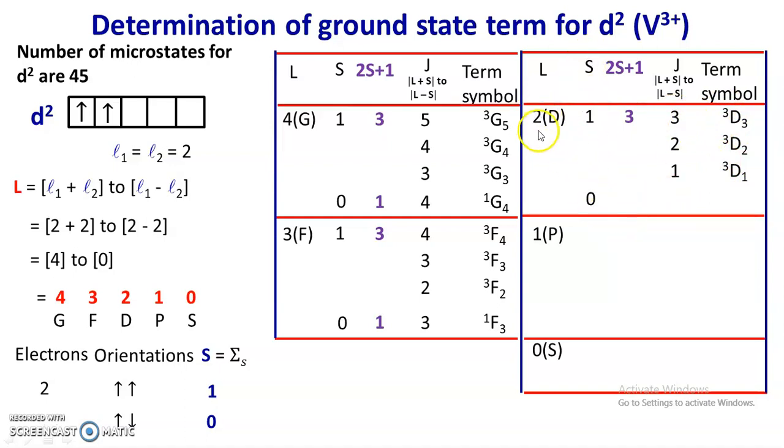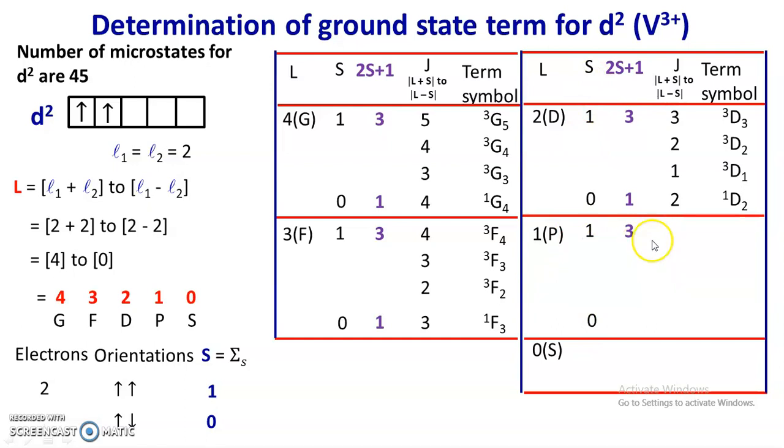Similarly, S equal to 0 couples with L equal to 2, and when S is equal to 0, the multiplicity will be 1. The J value will be 2, because here L plus S, that is 2 plus 0, is 2, and 2 minus 0 is 2, and the corresponding term symbol is 1D2. This 1 is the multiplicity, and 2 is the J value, and D is the state symbol, because here L is equal to 2. Again, L equal to 1 is coupled with S equal to 1 and 0.